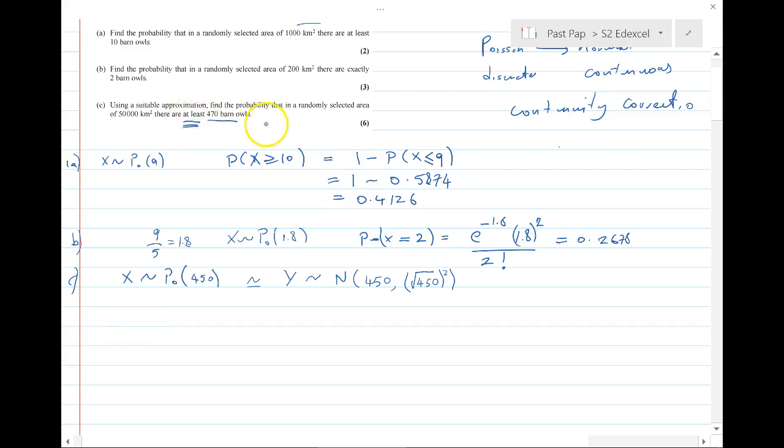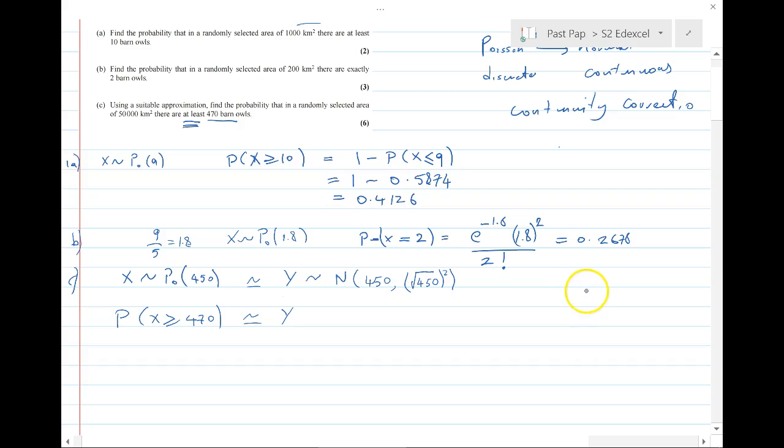So the word "at least" means 470 or more, because it can be 470. Be careful with wording here. Had the question said more than 470, the inequality would change. But we want the probability that x in this case is at least 470 or more, so we have a non-strict inequality like that. And we're going to approximate this to our y distribution here.